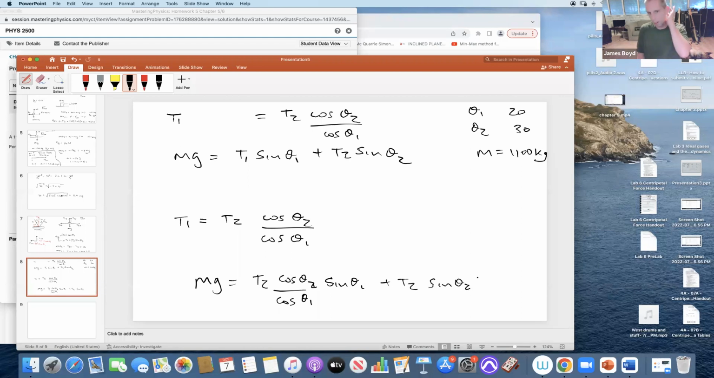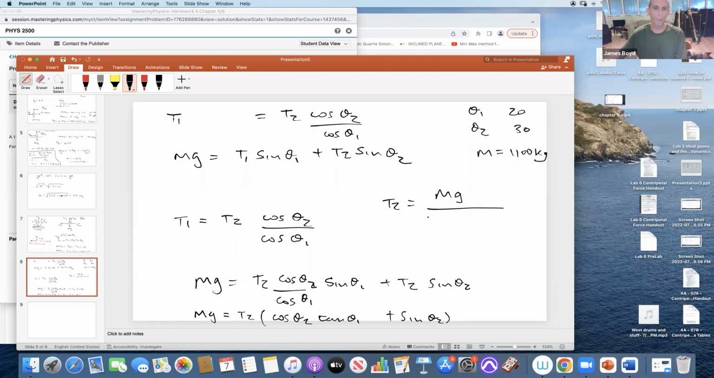Now, doing a bit of algebra here, what we get is that mg is equal to T2. Sine over cosine is tangent. Cosine theta 2 tangent theta 1 plus sine of theta 2. And remember that therefore T2 is mg over all this stuff.